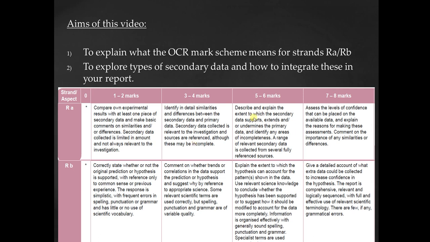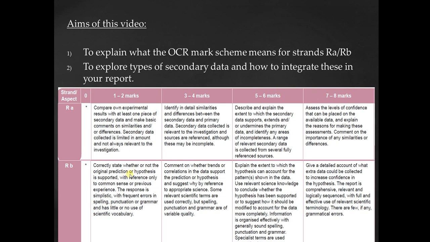Particularly for 5 and 6 marks, you're looking to describe and explain the extent to which the secondary data supports, extends or adds to your primary data, or sometimes you'll find that it undermines or goes against your primary data. It's good to spot any areas of incompleteness in both the secondary and your primary data, and you'll be looking to collect lots of secondary data from fully referenced sources.